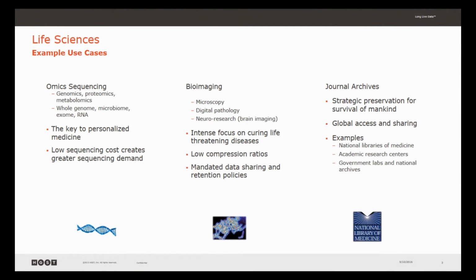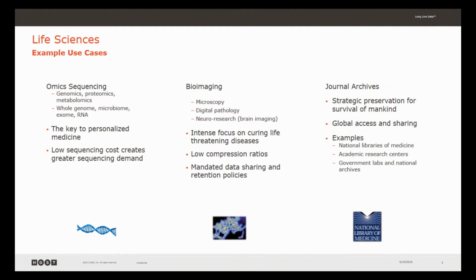So to start off, the common use cases are obviously sequencing, bioimaging, and also journal archives. When we talk about sequencing, that's typically the key to personalized medicine. The cost of sequencing, we all know, is dropping, and now the real cost is in the analytics. Not only the bioinformatics, but also the systems required to run those analytics.